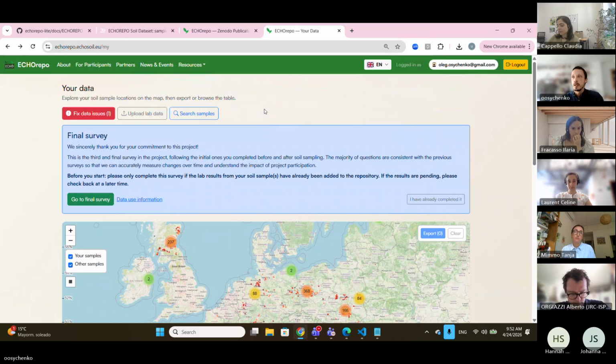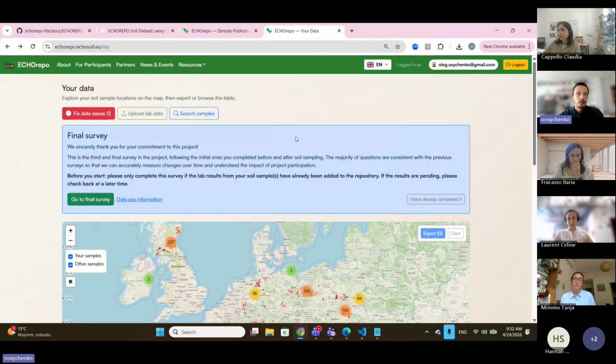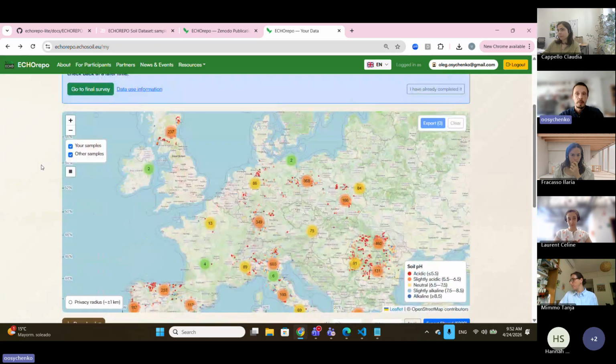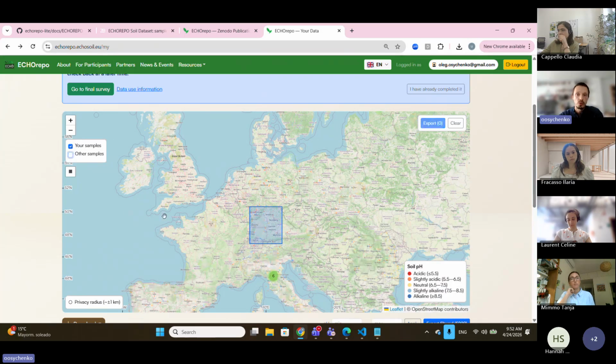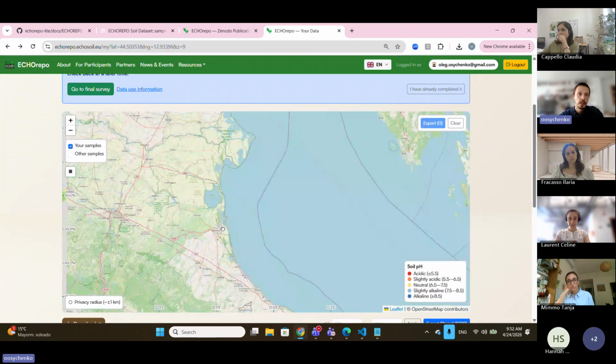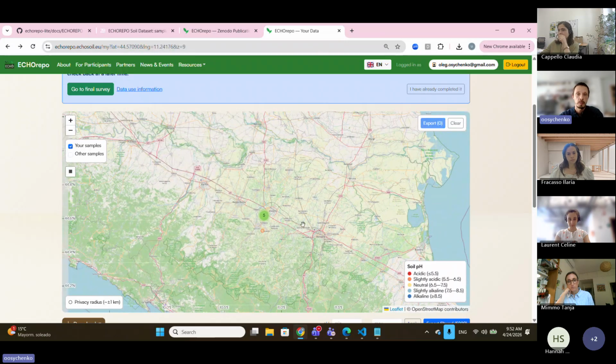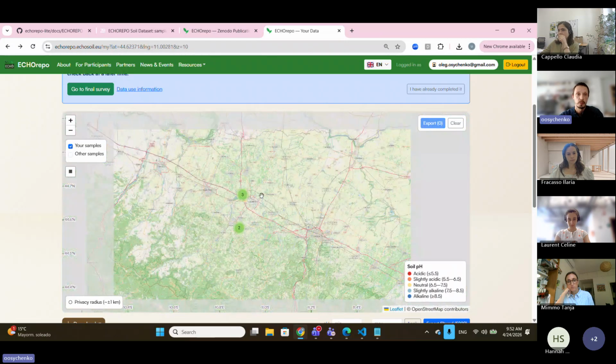Then, like I said, the map allows you to perform selections and just pick something, maybe select a chunk of a country, or maybe something that is interesting for you. And also it allows you to show just the samples that are yours, so to say, the samples that are taken by you.